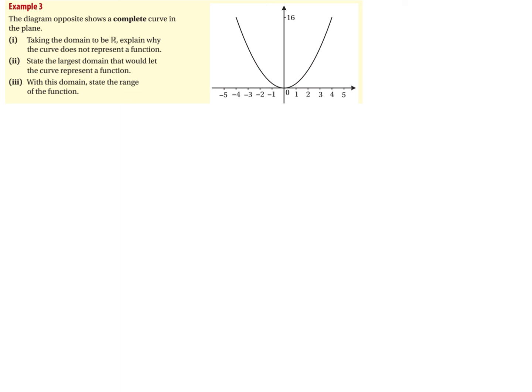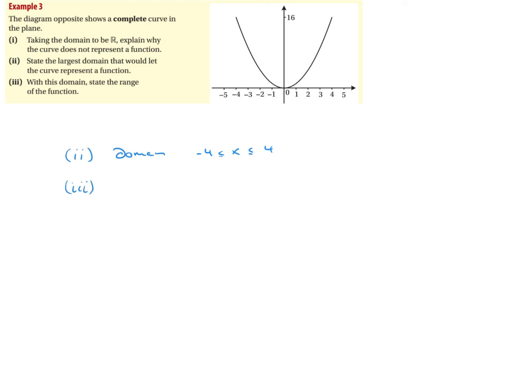The second thing it asks is to state the largest domain that would let the curve represent a function. So the domain is all of the inputs. What can we do here? Well, where is the x value going from? As we just stated before, the x values are going from minus 4 to 4. So we can state that the domain, the x values, have to be between minus 4 and 4. I've not written anything down for part I. I think you probably get it from the way I explained it, hopefully.